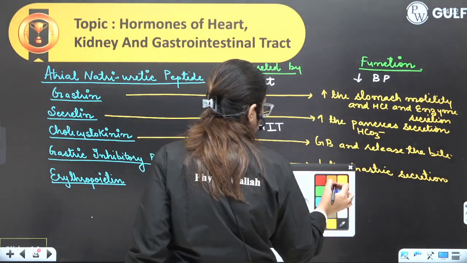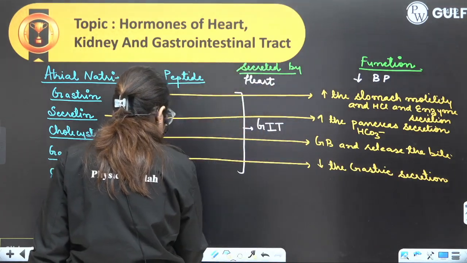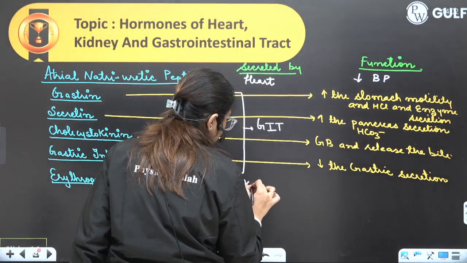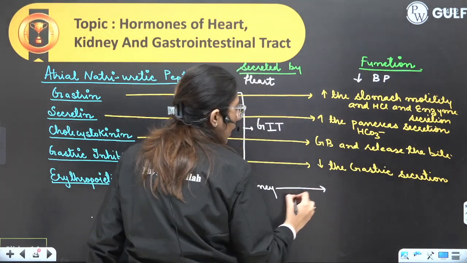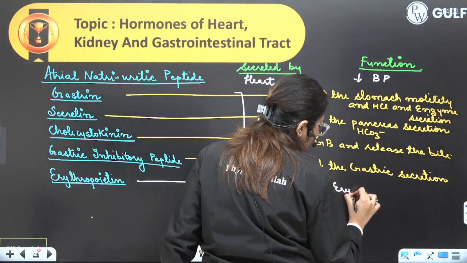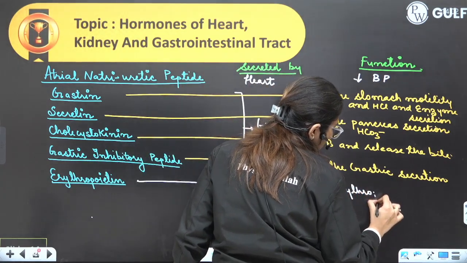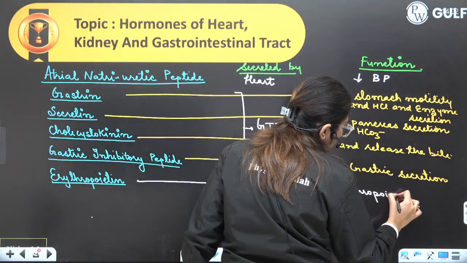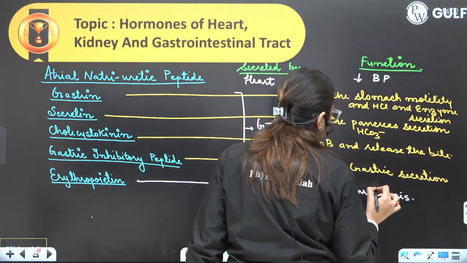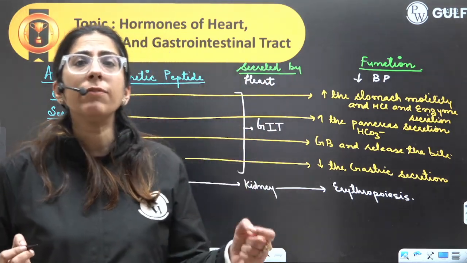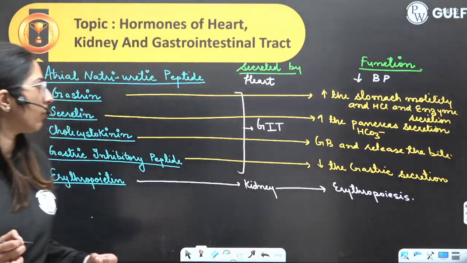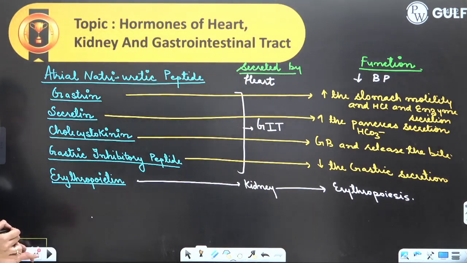Erythropoietin is the one which is synthesized by the kidney, and this helps in erythropoiesis. Now you know erythropoiesis, formation of RBC, the thyroid gland also plays a great role, and in fact kidneys also play a great role. So these are the different roles.